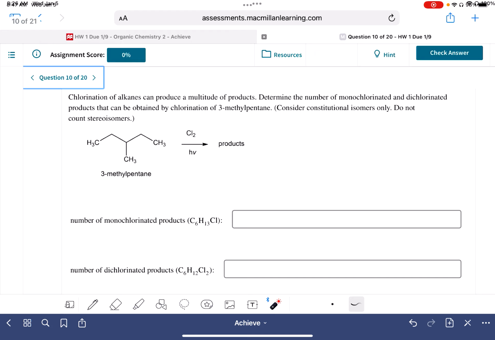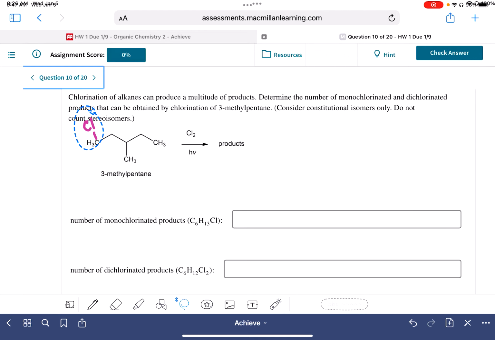For this one, more like the couple of ones that we were just doing, this is saying a chlorination of alkanes. Chlorination gives you a mixture of products. How many monochlorinated and dichlorinated products can you make if you're starting with 3-methylpentane, considering constitutional isomers only? So again, what we're going to do, let's just kind of start with the monochlorinated. We want to think of every possible place that we could put a chlorine on this molecule, every possible carbon, and also keeping in mind that some locations are identical.